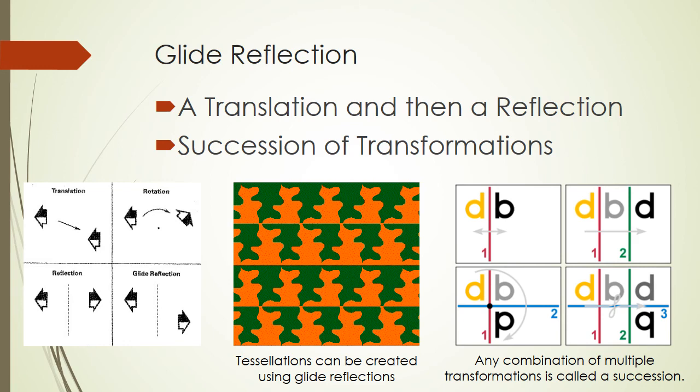Tessellations can be created using glide reflections. Tessellations are just really cool patterns where we fit objects together like puzzle pieces. And then any combination of multiple transformations is called a succession. So a glide reflection is technically a very simple type of succession of transformations.